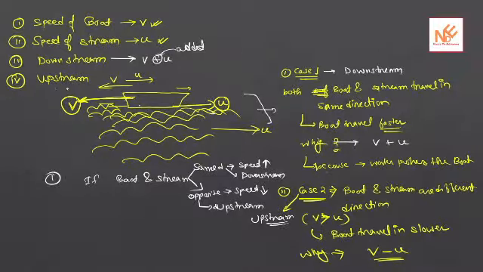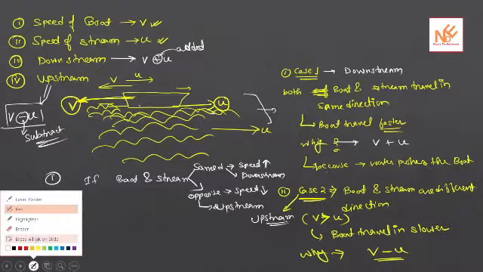Okay, and in the downstream case, both the boat and the stream travel in the same direction, but in the upstream case, the water pushes the boat to travel in the opposite direction. That's why the speed of the stream is minus. Minus is called subtract. Okay, now we conclude some formulas from that.